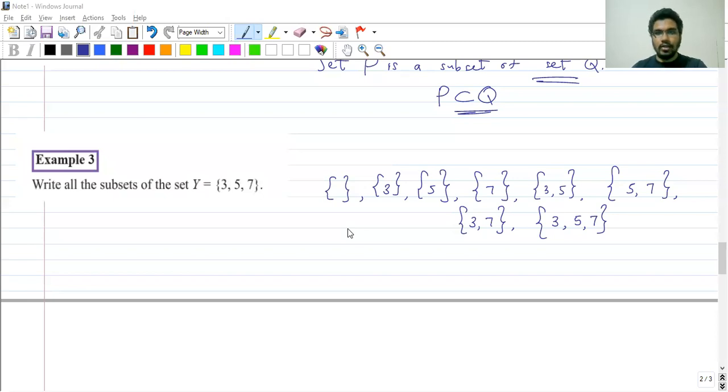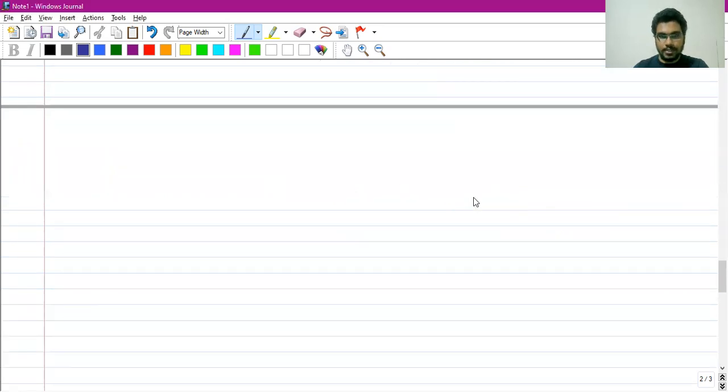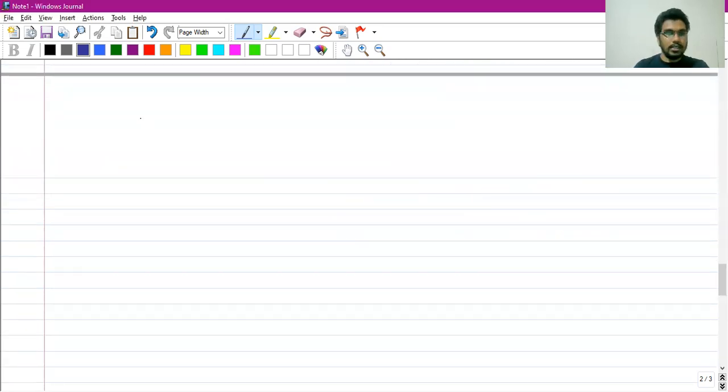So now we are going to discuss universal sets. So we have discussed subsets. Now we are going to discuss universal sets.